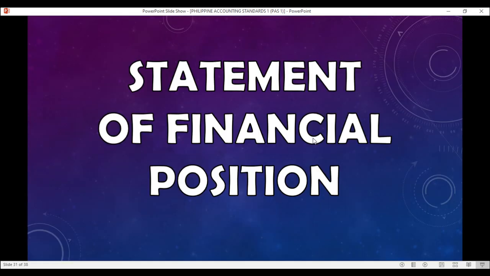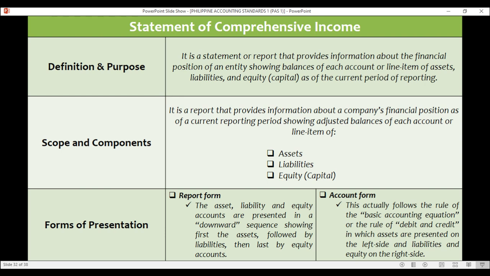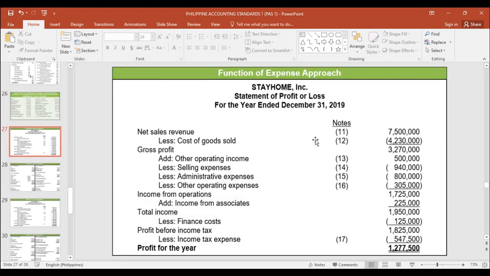Now for the last focus, we have the statement of financial position. So we're done with the profit or loss statement. We have now the concepts and the preparation of the statement of financial position.